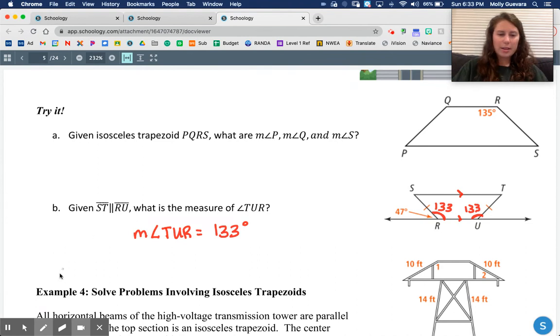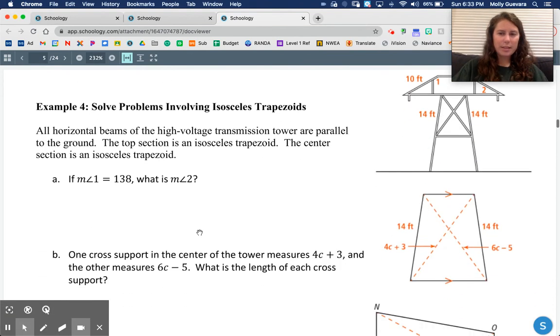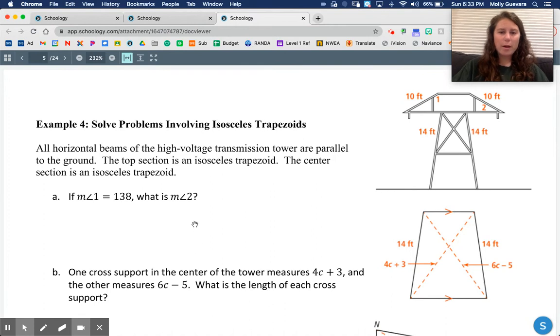All right, let's go on to the next example. Example 4 here is all about this transmission tower. It says all horizontal beams of the high voltage transmission tower are parallel to the ground, right? So what that tells me is this is parallel, and this is parallel. What that means is that I have two trapezoids here. That's all that's saying. Here's one trapezoid, right? And then here's the other trapezoid.